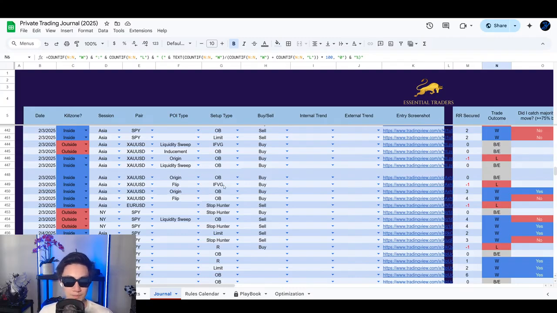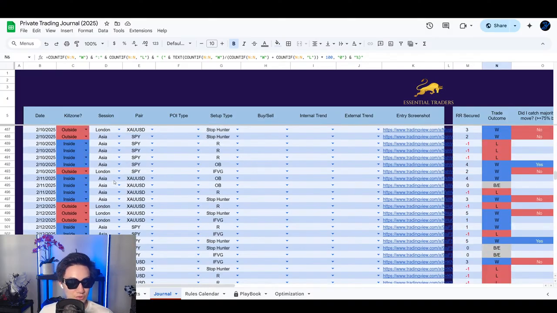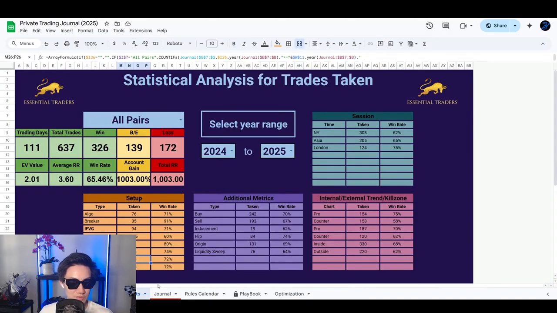So here's just a pure proof of concept. The next thing you can also journal is session and pairs, right? I already have that data here. So my win rate in New York session, a lot of people may think New York session is the most profitable. It's not necessarily true.